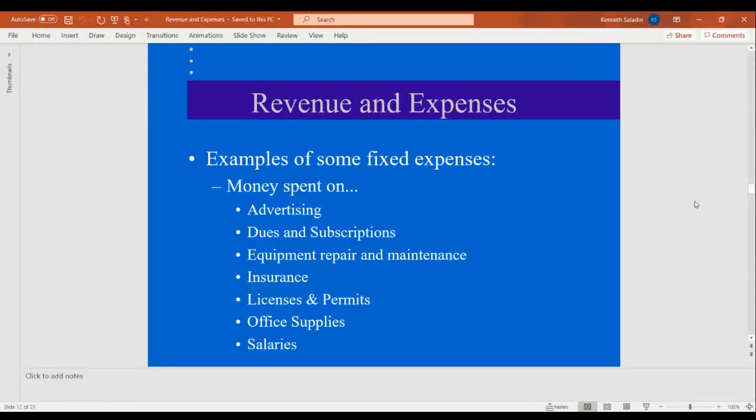Insurance, licenses and permits to do business, office supplies, and salaries. So salaries are different from hourly wages. If somebody makes a salary, that is a fixed amount that they receive every month or every 2 weeks, regardless of what else is going on, or regardless of how many hours they put in, they still receive the same salary. So salaries, therefore, would be considered a fixed expense.